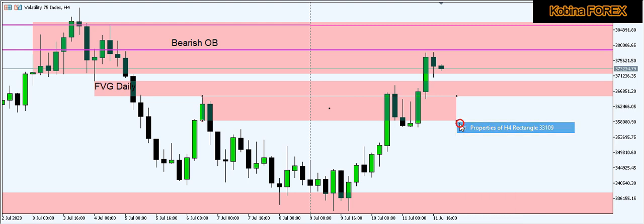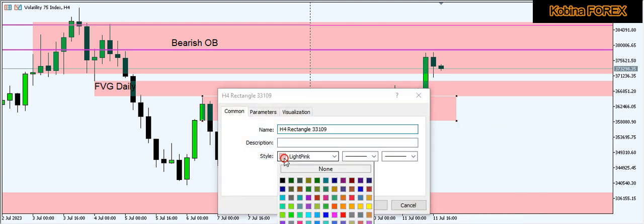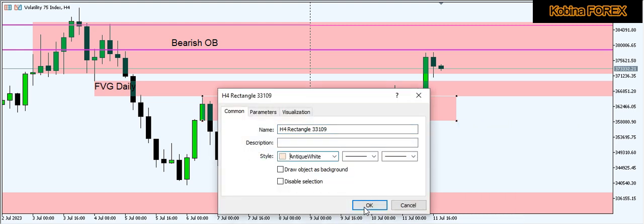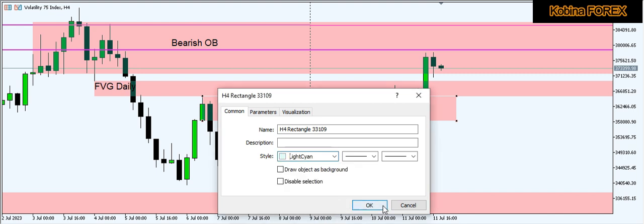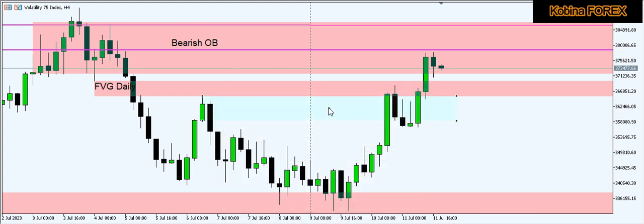Sorry, my colors are too deep. I have to minimize or tone down the colors. Let me tone down the colors. Can you see that?